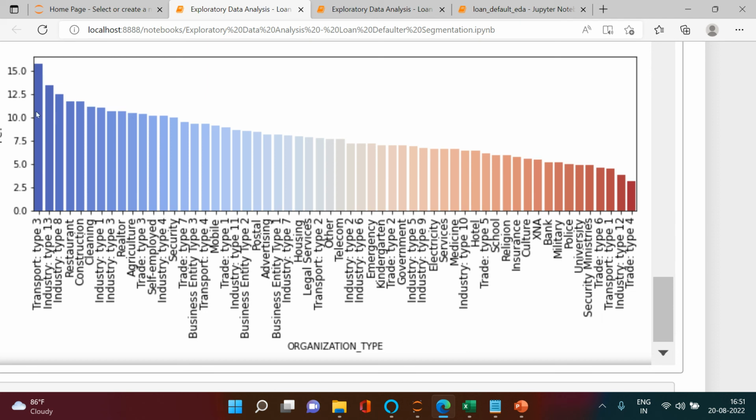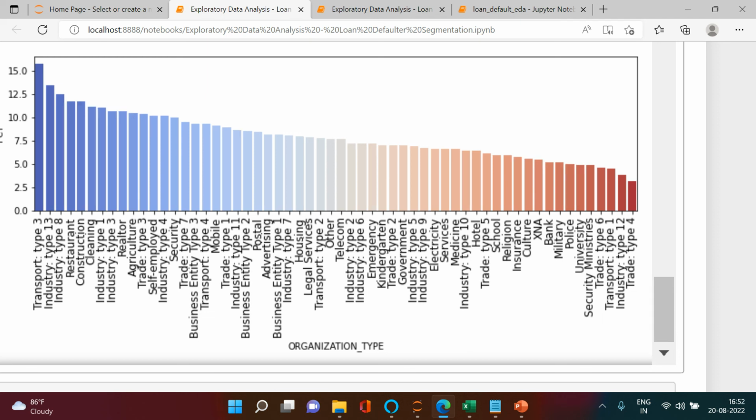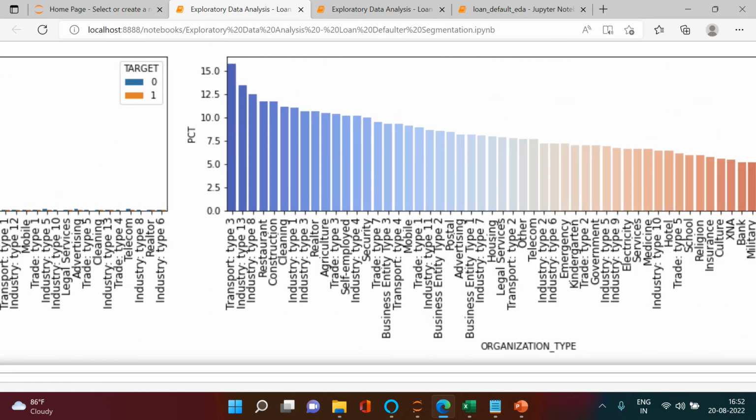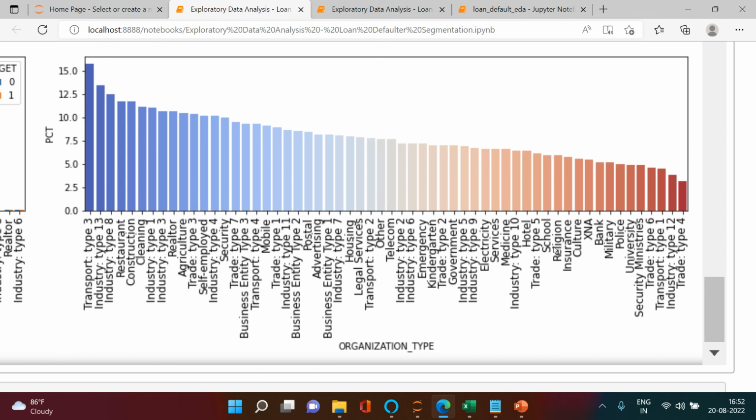Then after self-employed, what else do we have? Self-employed is the second one, and then you have other. For other, what is the default rate we have? Where is the other? All right, here we have the other. So others are the safest one.